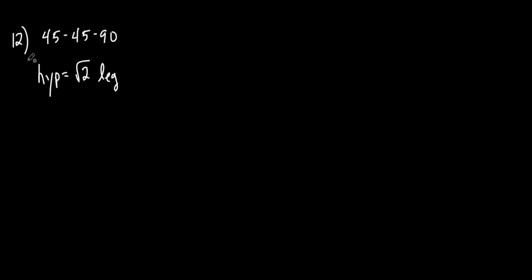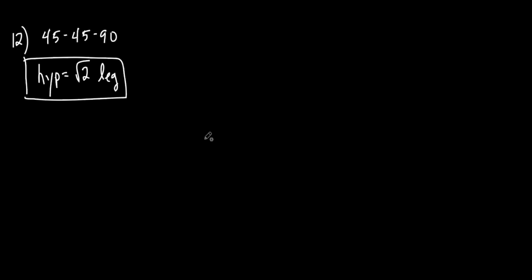All right. 12 and 13. Well, 12 is a 45, 45, 90 triangle. Remember that? So, what do we know? We know one thing about the 45, 45, 90 triangle, don't we? The hypotenuse is what? Do you remember? Something you got to know. Square root of 2 times one of the legs. That's what you need to remember about a 45, 45, 90 triangle.